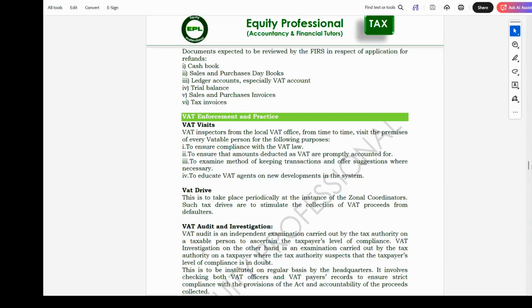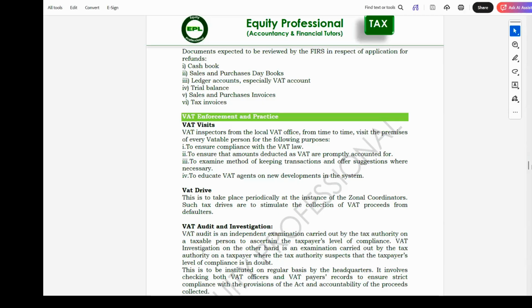The tax authority also gives FIRS the right to carry out what's called a VAT drive. This is also done on a periodical basis by the zonal headquarters. Each of the VAT offices has a regional headquarters, and the regional headquarters also have a right to do what is called a VAT drive. When they find out from their records that you have been remitting VAT before and you have stopped the payment of VAT without giving them any notice, they can carry out a VAT drive by visiting your office. They will visit your office to know the reason why you are defaulting in the payment of VAT. What is the reason for not paying VAT?